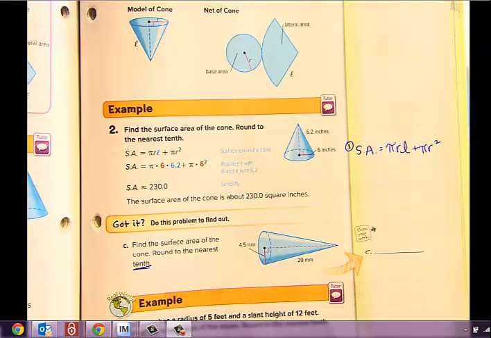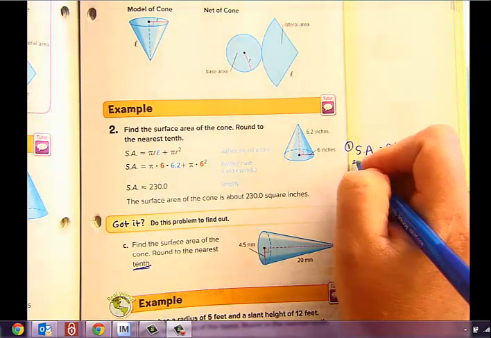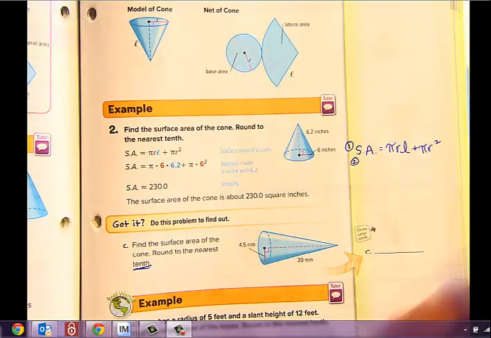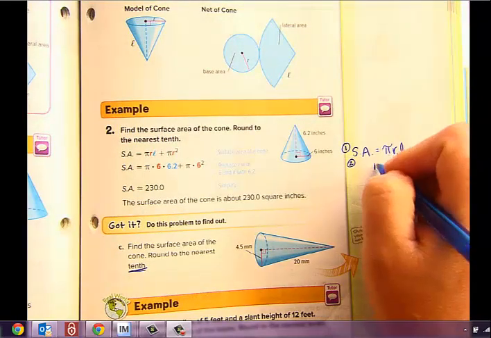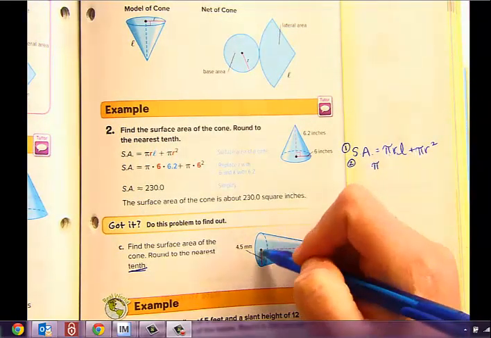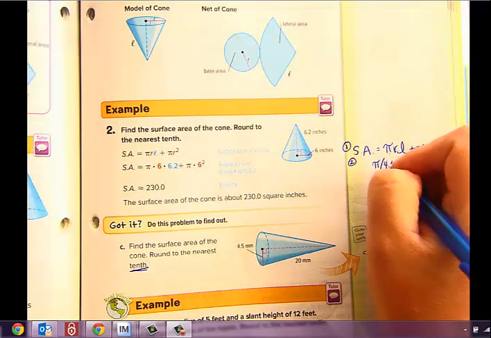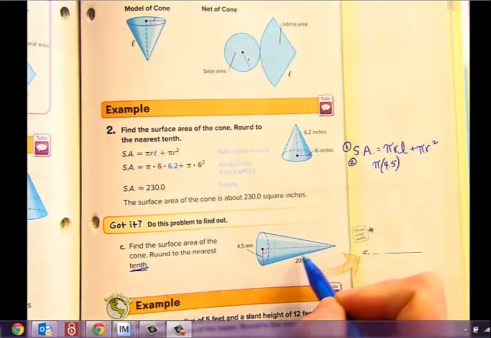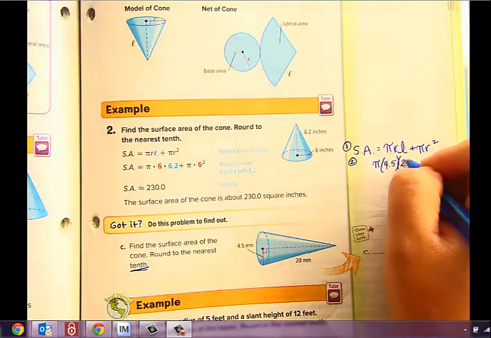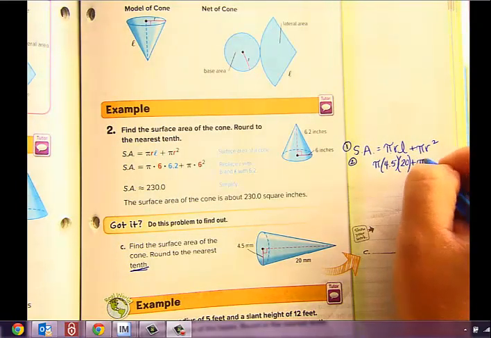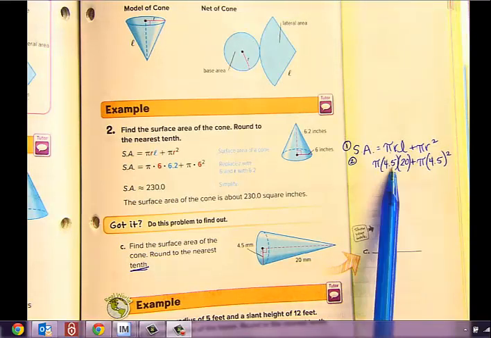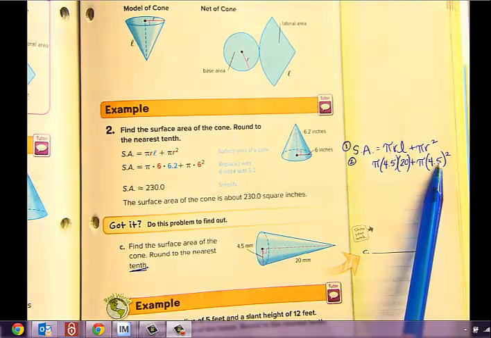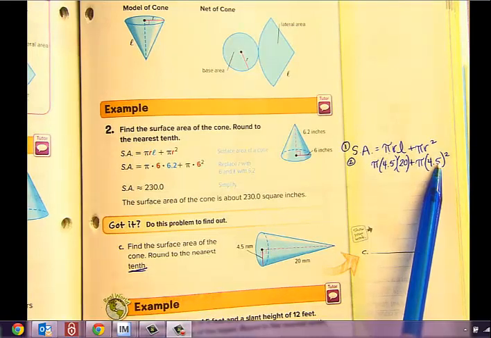Okay? So the second thing you have to do is write in the numbers that you know. The numbers that we know are, pi doesn't change, so that stays the same. We're taking it times the radius, and the radius of this one is 4.5, times the slant height, how tall it is, which is 20. And to that we're adding pi times the radius squared. And again, the radius is 4.5. So 4.5 squared. This is the second thing you should have on your tests and quizzes. You have to write in the numbers that you know. If you don't write in the information that you already know, you may forget something.